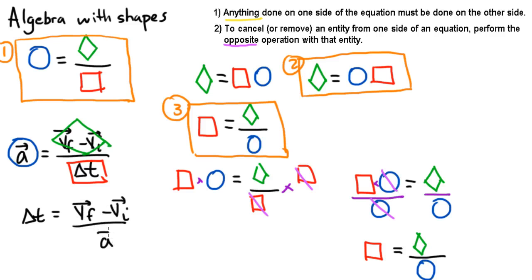All right? And so, in essence, what I've done was I've said red square is equal to the green diamond divided by the blue circle. But shapes are a lot easier to kind of get started with than all those crazy variables. So I hope this was helpful.